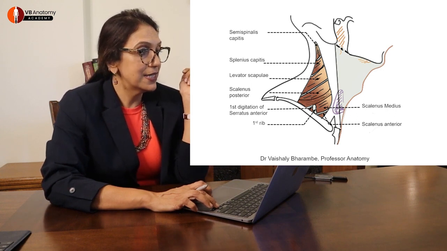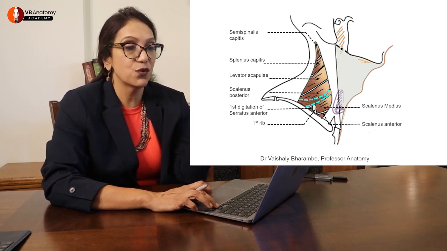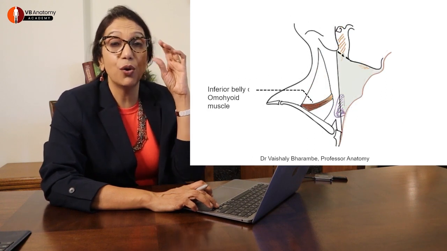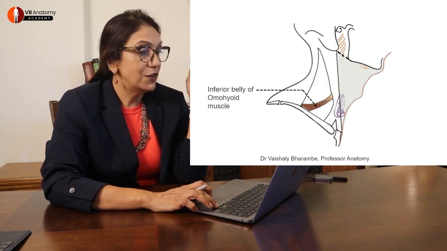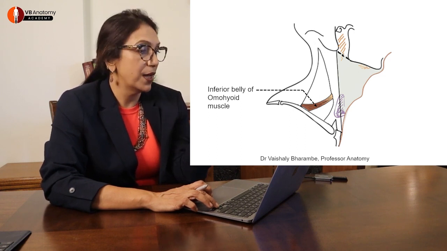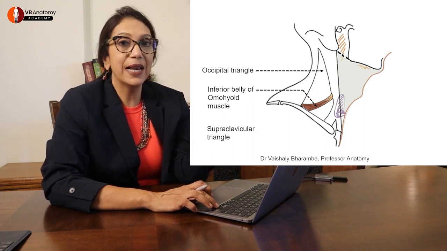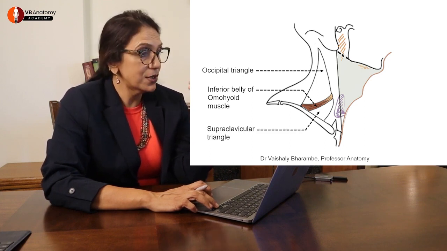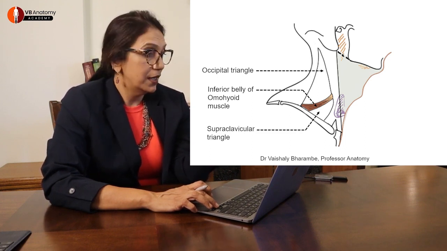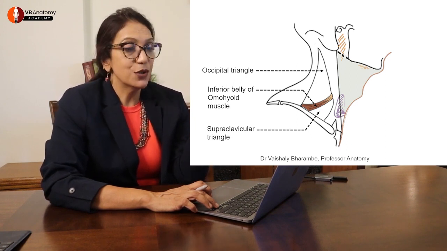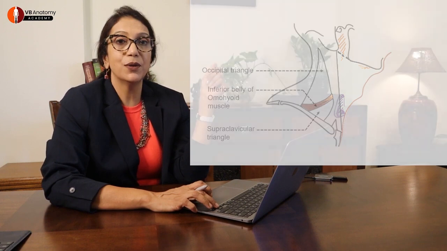You can see that there is a muscle which is dividing this triangle. This muscle is called the inferior belly of omohyoid muscle, which divides the triangle into an upper occipital triangle and a lower supraclavicular triangle. Can you see that the occipital is a larger triangle? The supraclavicular is a smaller triangle. Okay, so now what have we covered? Before we go on to the rest, let's just quickly see if we know what we're doing.